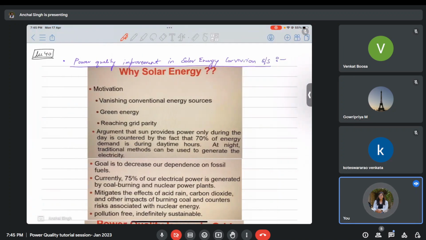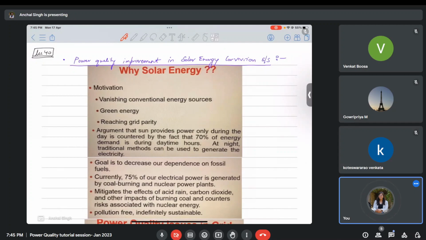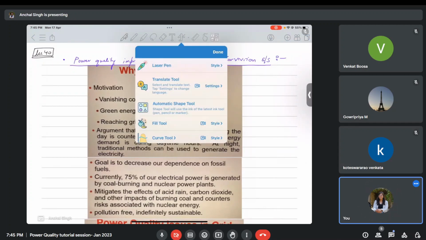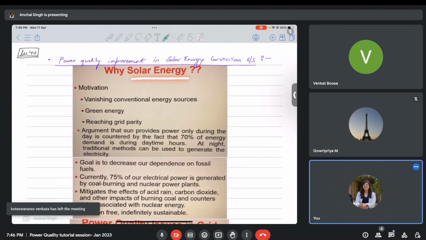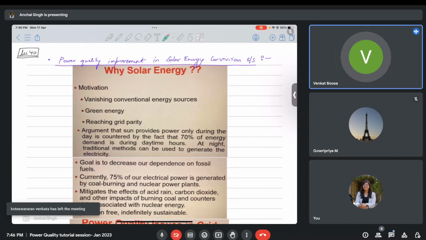So let us move on to the last topic for today, that is power quality improvement in solar energy conversion systems. Now we all have been making a big fuss about solar energy. We already discussed why we need solar energy.